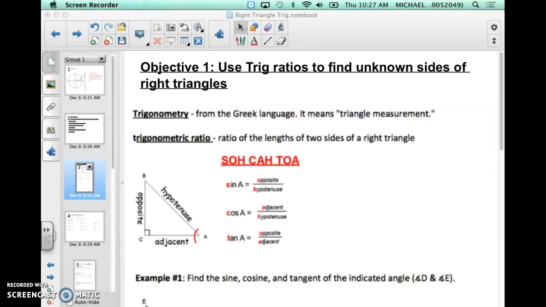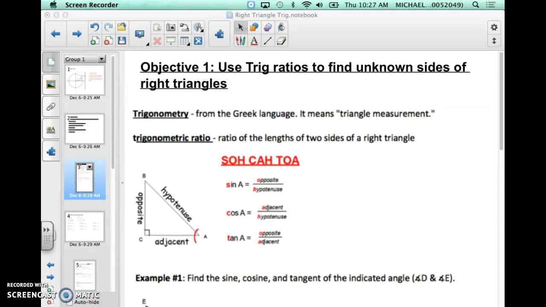In this video, we're going to talk about using trig ratios to find unknown sides of right triangles. Now, we are moving into trigonometry, and the word trigonometry is from the Greek language, and it means triangle measurement. So, if you're given a triangle, in this case we're going to be working specifically with right triangles, we can find unknown sides that make up the triangle or unknown angles within the triangle using pieces of trigonometry, the math of trigonometry. And in this video, we're going to be talking specifically also about ratios.